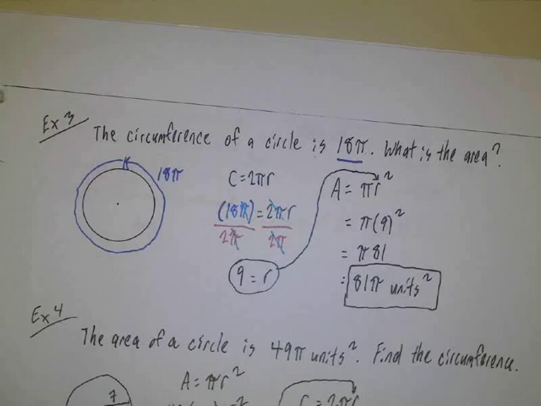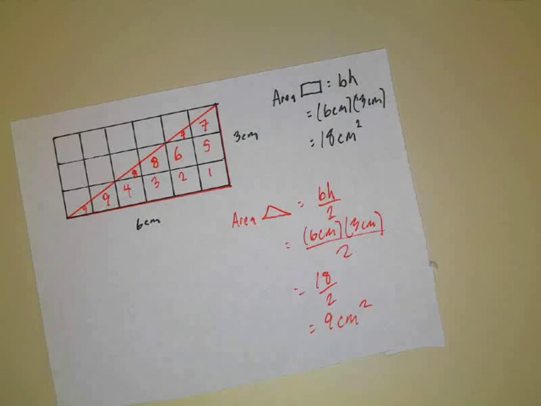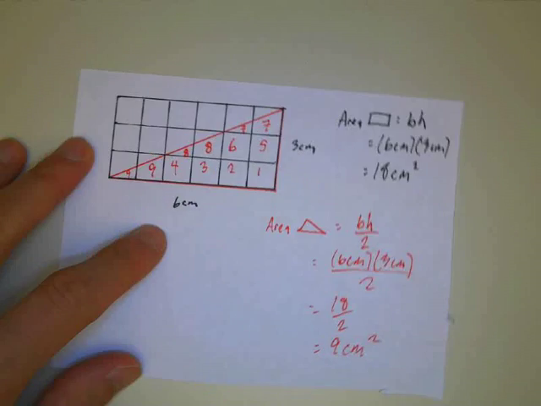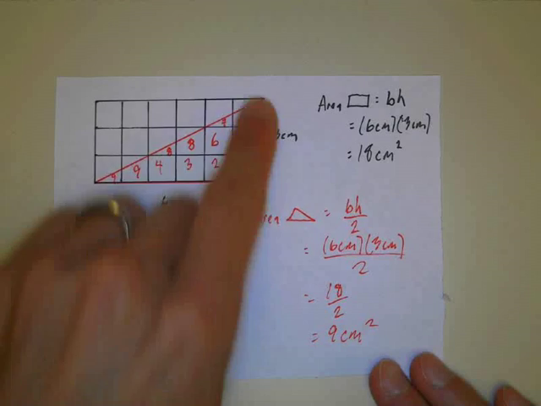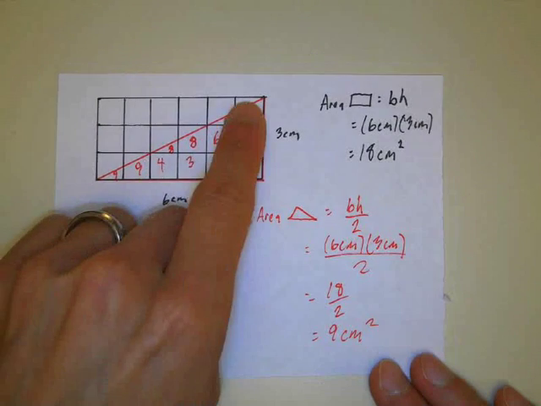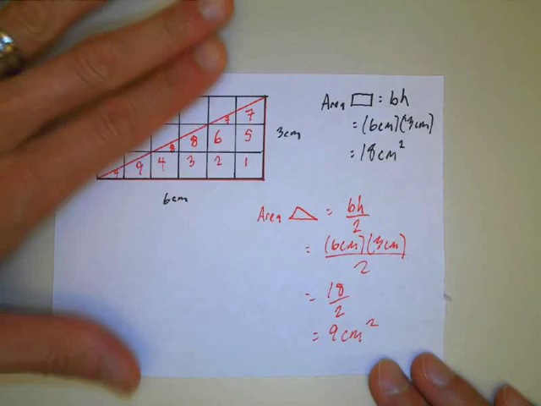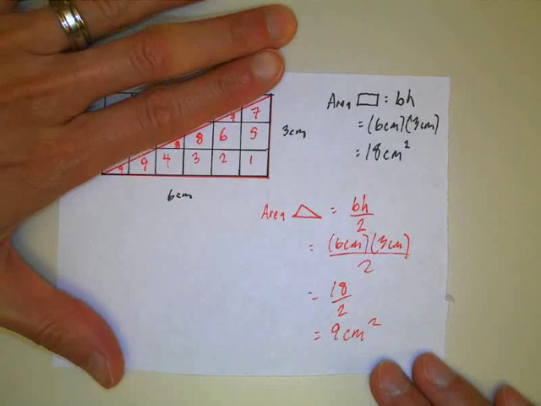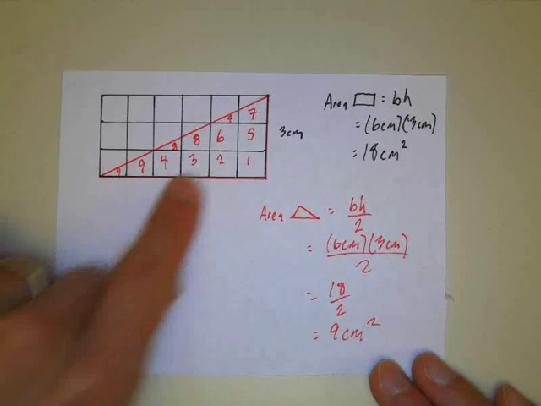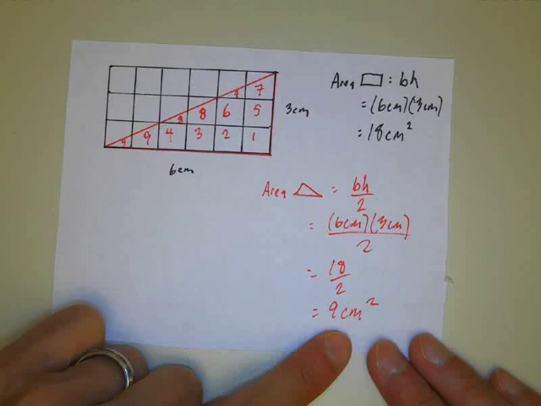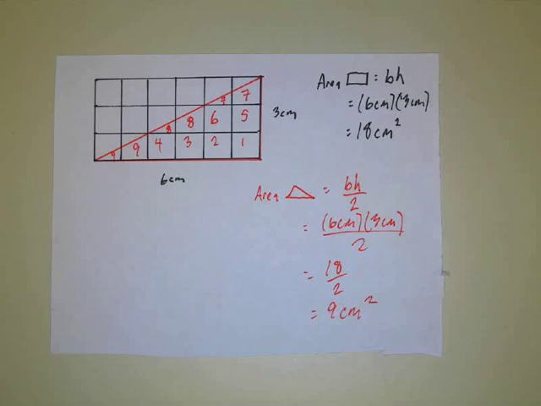Alright, we also did a little concept in class where we drew a rectangle. We counted the boxes, so this 6 by 3 rectangle is 1, 2, 3, 4, 5, 6, 12, 18 square centimeters. Then we cut it in half to get this triangle, and we counted the boxes, and it turns out it's exactly half, or 9. So that was kind of cool, and I think pretty useful to see.